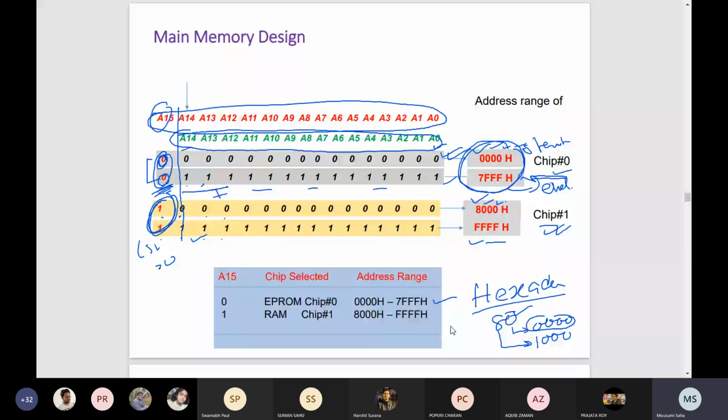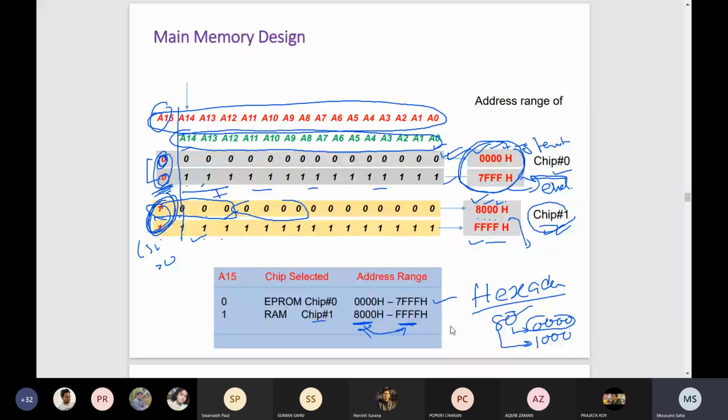But for chip 1, A15 we have considered the value 1. So if we consider the value 1, this is 8, 1000, meaning that 8 and the rest are 0. In that way we have 8000H. This is the starting address, beta, for chip 1, and this is the ending address. So this range we can consider for your chip 1.